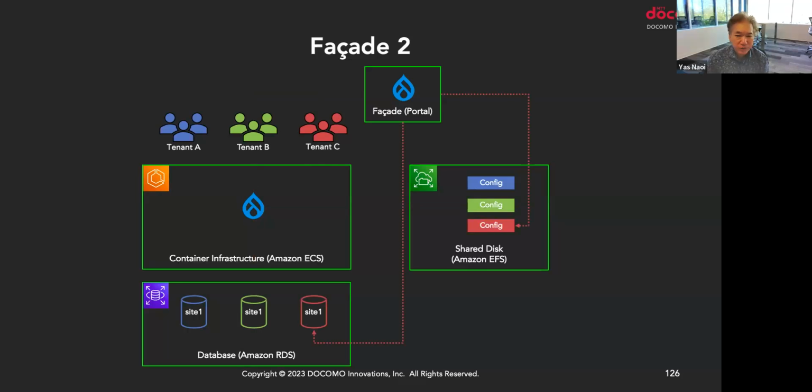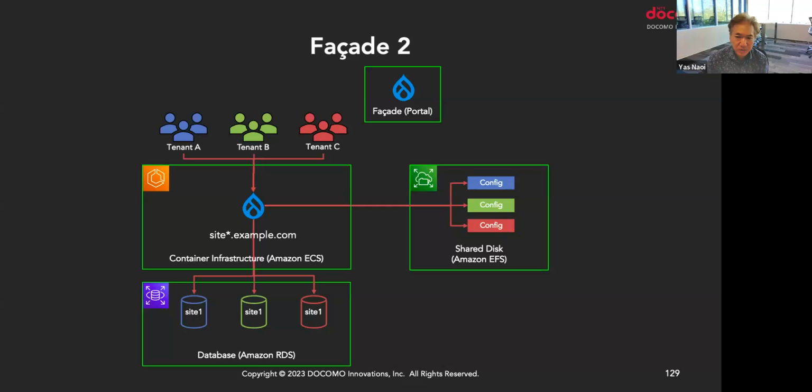Tenant C is the same. The Façade portal creates the resources for tenant C. Then tenant C can access site3.example.com. So the container mounts the /sites directory on EFS and accesses the database on RDS. So now tenants A, B, and C can access Cloud Accelerator as a docomo MEC portal based on AWS services such as ECS, RDS, and EFS.